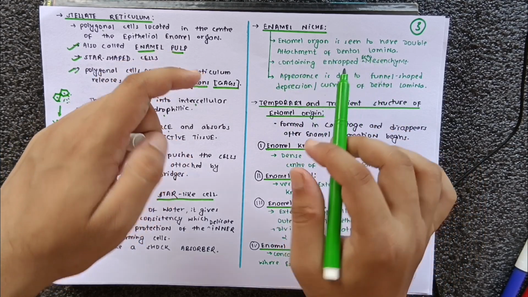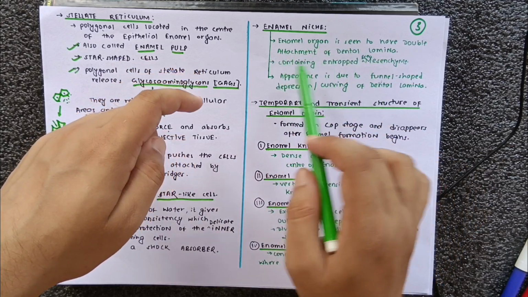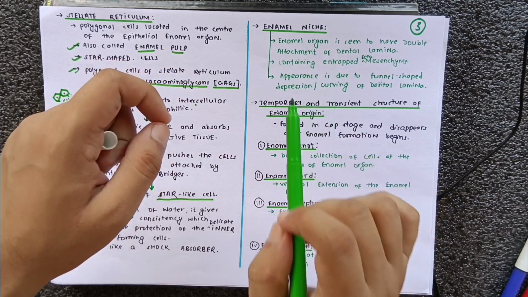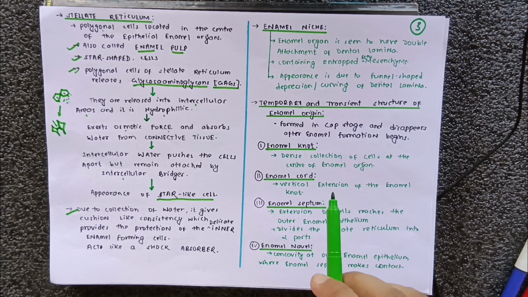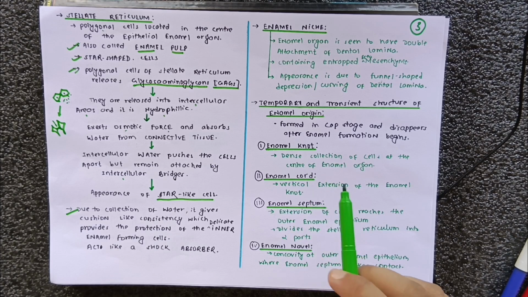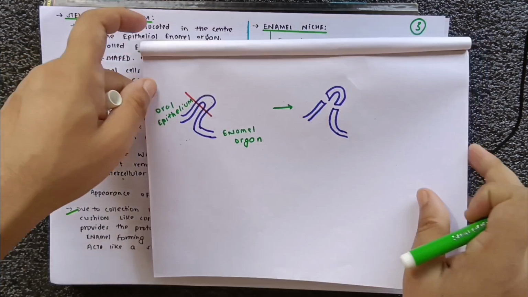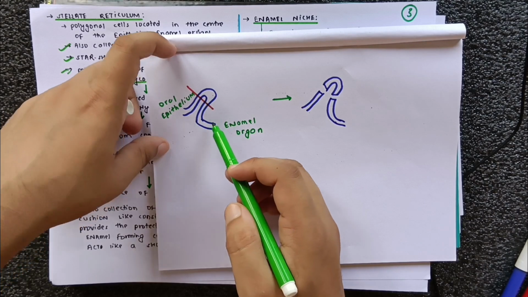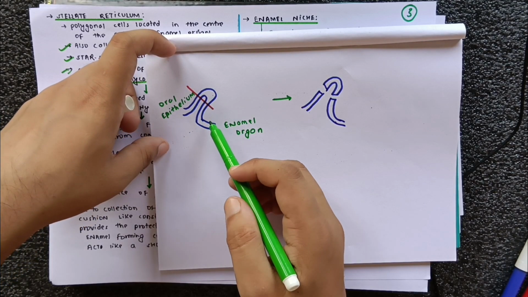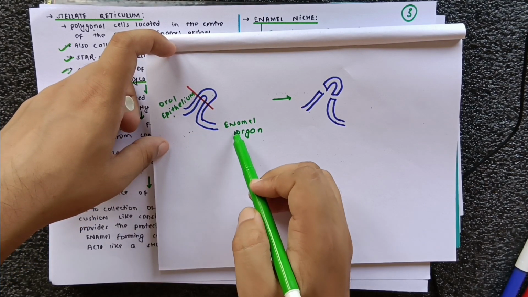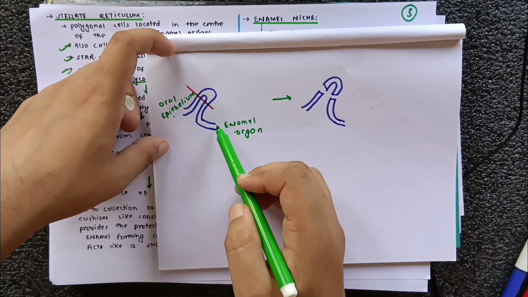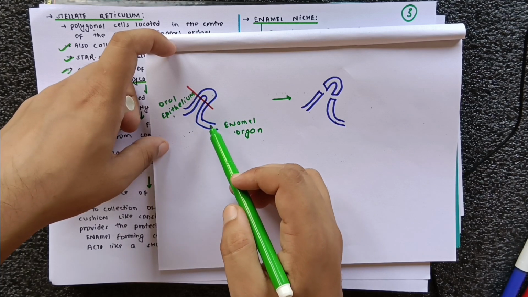I will just explain this terminology, which is very important, in very simple terms. In this picture I have drawn here, just think, this is a dental lamina, and this dental lamina is connecting the oral epithelium with the enamel organ, and this is a curved structure.